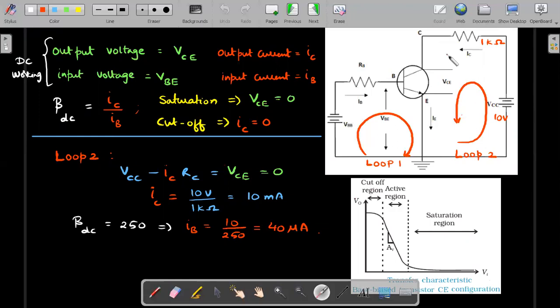I have redrawn that particular circuit here, and I've talked about two important loops. Always two important loops in any common emitter amplifier: to travel from B to E and travel from E to C, like this. Okay, and DC working, as I already told you, output voltage is nothing but VCE and input voltage is the VBE. Okay, and output current is always the IC and input current is always IB. Okay, and beta of DC is IC by IB. In the previous problem, we talked about beta of AC, which is delta IC by delta IB.